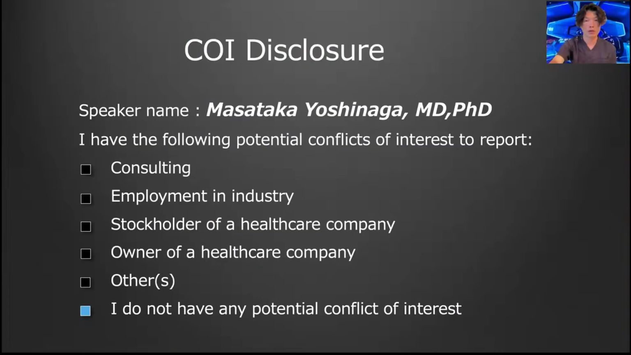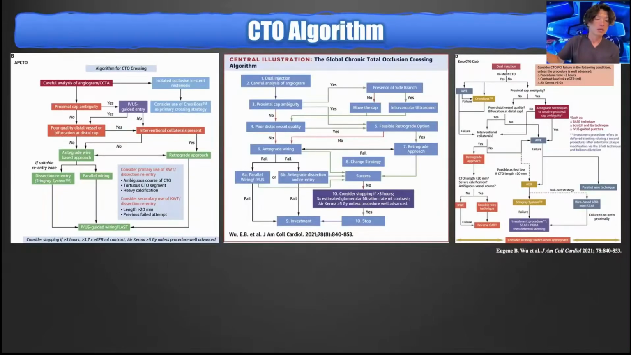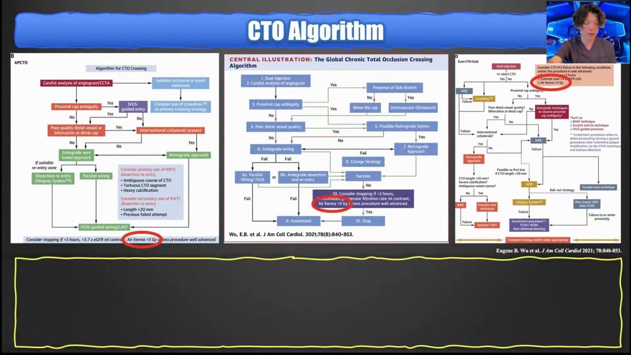I'd like to briefly review the current challenges associated with radiation exposure during CTO PCI. Furthermore, the current global CTO-PCI algorithm published in JACC 2021 recommends considering termination of the procedure if the radiation dose exceeds 5 gray. As reported in a contemporary multi-center registry published in the Canadian Journal of Cardiology, one third of patients undergoing CTO-PCI are exposed to a high radiation dose exceeding 4.8 gray.